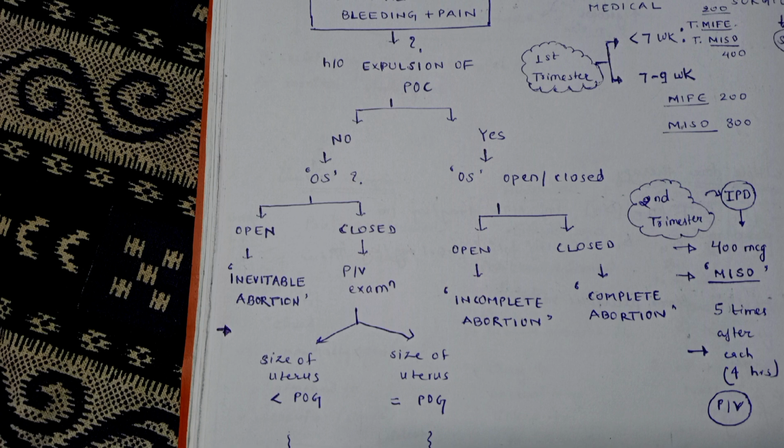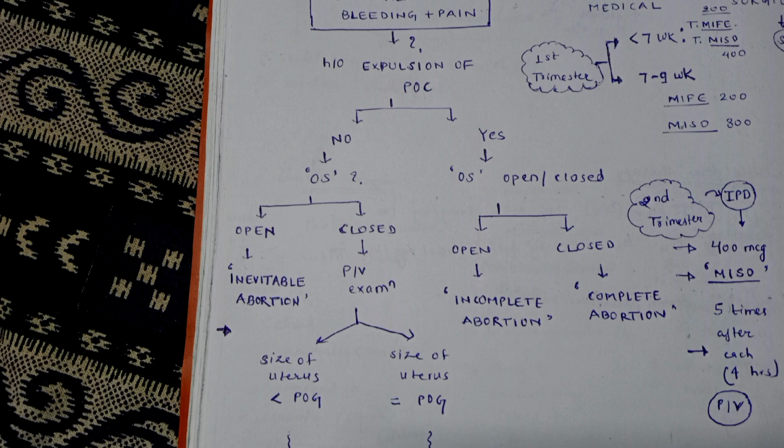Now coming to the other part: if there is no expulsion of POC, then we will check the os. If the os is open, then it is inevitable abortion. Inevitable means it is most likely to be aborted in the near future. If the os is closed, then we will do a per vaginal examination to check the size of the uterus with respect to the period of gestation. If the size of the uterus is less than the period of gestation, the embryo is already dead inside, so it is called missed abortion. But if the size of the uterus is equal to the period of gestation, then it is threatened abortion.